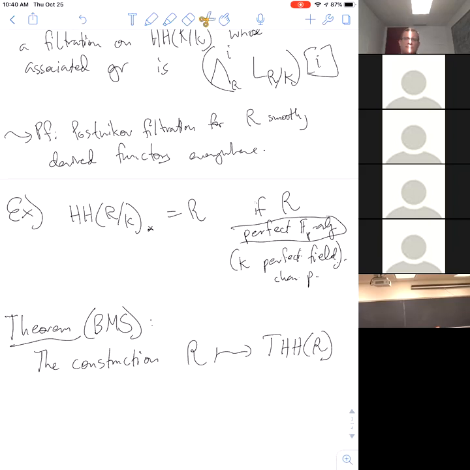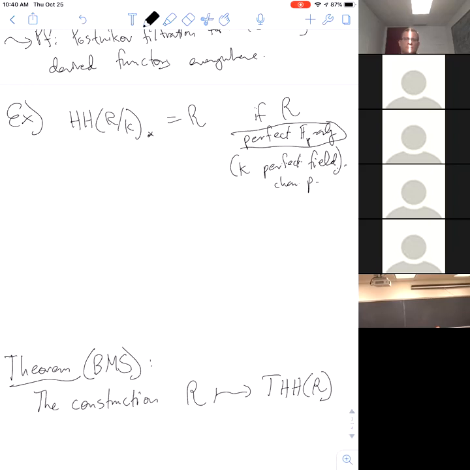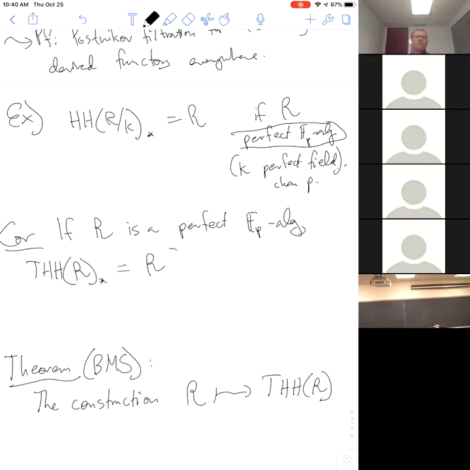Before I state the BMS theorem, let me mention a consequence of this, which is actually also important. Corollary: if R is a perfect F_p-algebra, then you have the same result as Hochstadt's theorem. The topological Hochschild homology of R is given by R[sigma] for sigma in degree 2. So a consequence is that Hochstadt's theorem is going to work not only for F_p, but for any perfect F_p-algebra. And that's one of the miracles in this type of business in characteristic p.